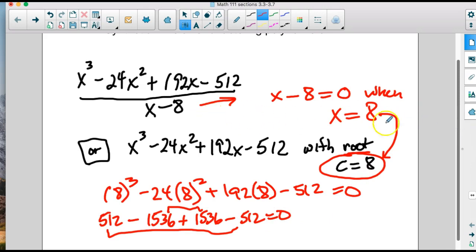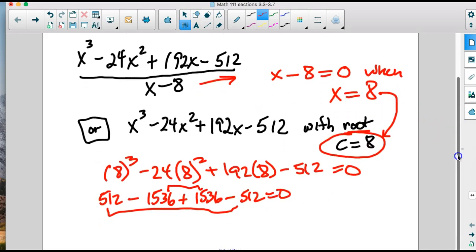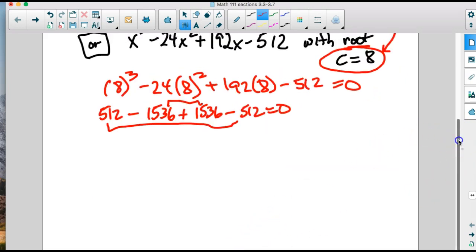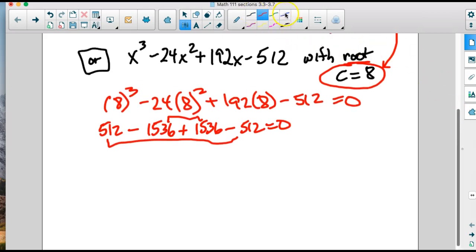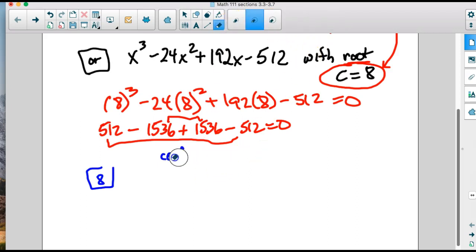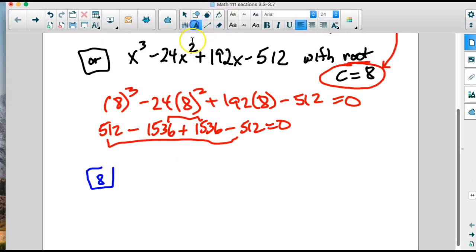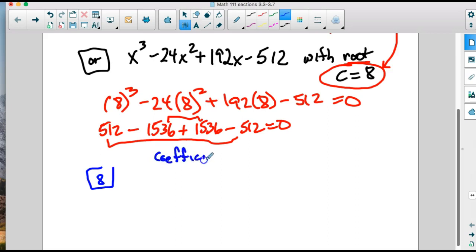Now that means that this x minus 8 will divide into it evenly. And we could do long division to get that to work out, but what we're going to do is a process we call synthetic division, because it's quicker and it uses less room. So what we do is we take our root, our 8, we put it in a little box out here, and then we write the coefficients of the problem that we're dividing into out here.